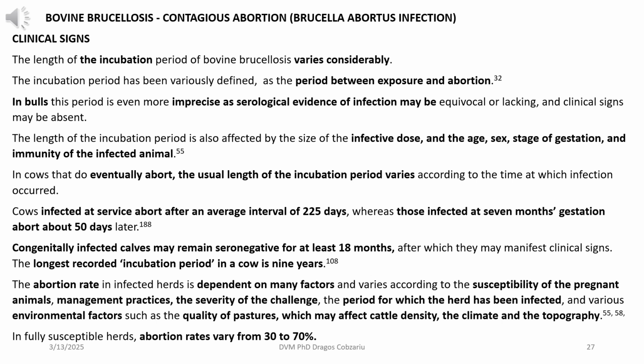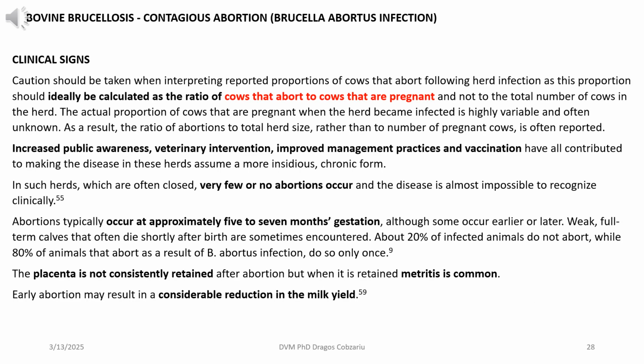In fully susceptible herds, abortion rates vary from 30 to 70%. Caution should be taken when interpreting reported proportions of cows that abort following herd infection, as this proportion should ideally be calculated as the ratio of cows that abort to cows that are pregnant, and not to the total number of cows in the herd. The actual proportion of cows that are pregnant when the herd became infected is highly variable and often unknown. As a result, the ratio of abortions to total herd size, rather than to number of pregnant cows, is often reported.